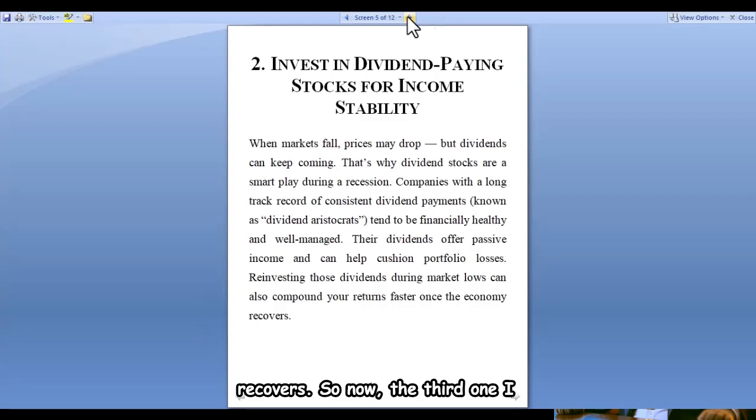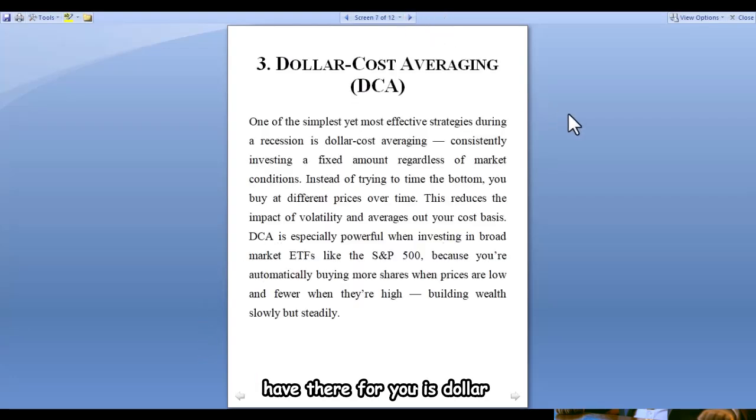So now the third one I have here for you is dollar cost averaging. So one of the simplest yet most effective strategies during a recession is dollar cost averaging. So consistently investing a fixed amount regardless of market conditions. Instead of trying to time the bottom, you buy at different prices over time. So this reduces the impact of volatility and averages out your cost basis.